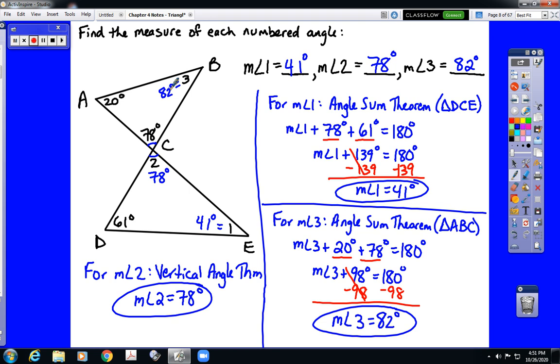Okay, so that does it for the first video for section 2 of chapter 4. Our next video will cover some additional examples, including a couple of SAT-style questions based on the angle sum theorem. And then our third and final video will cover the exterior angle theorem and its proof.